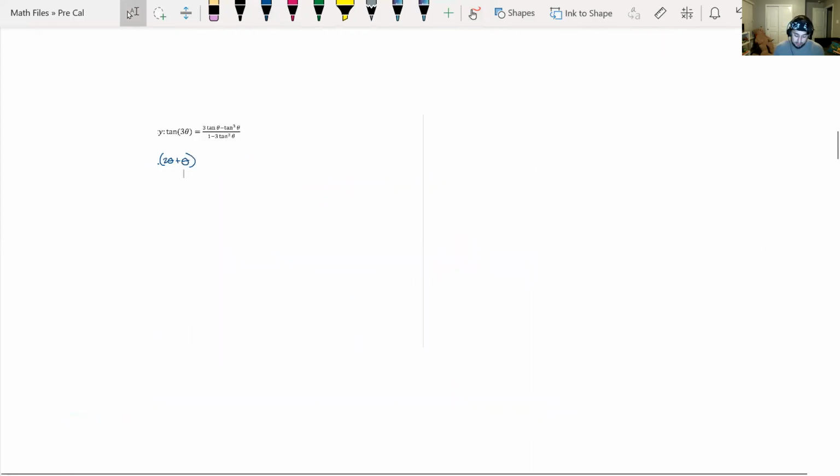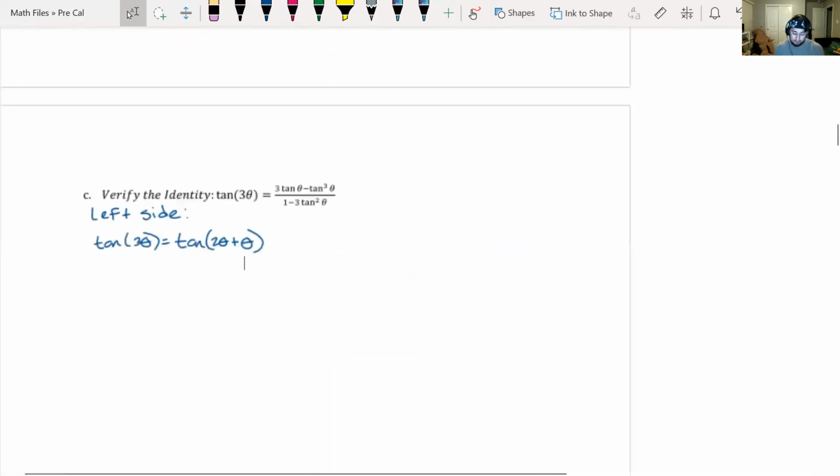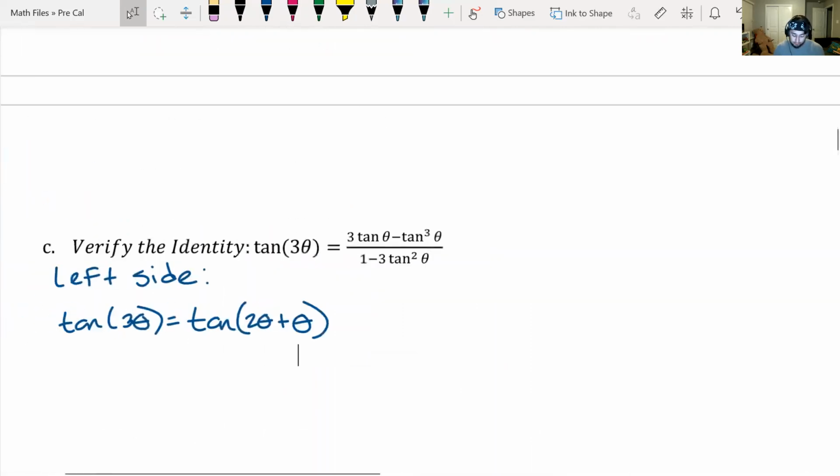How much room do I have? Just the whole page? Oh, yeah. All right, good. Okay.